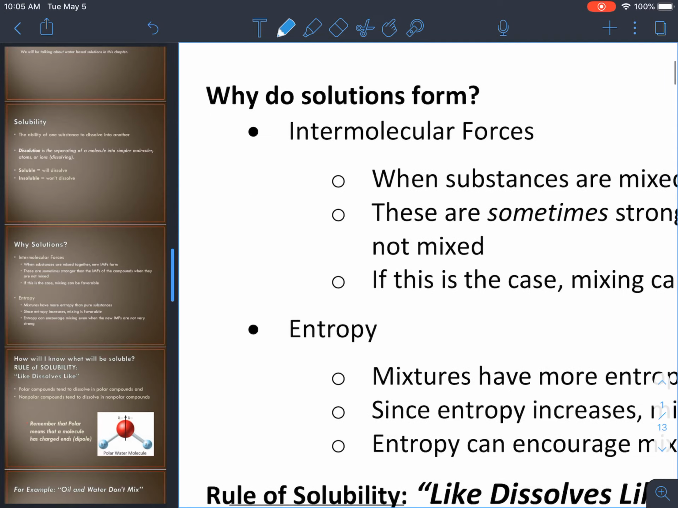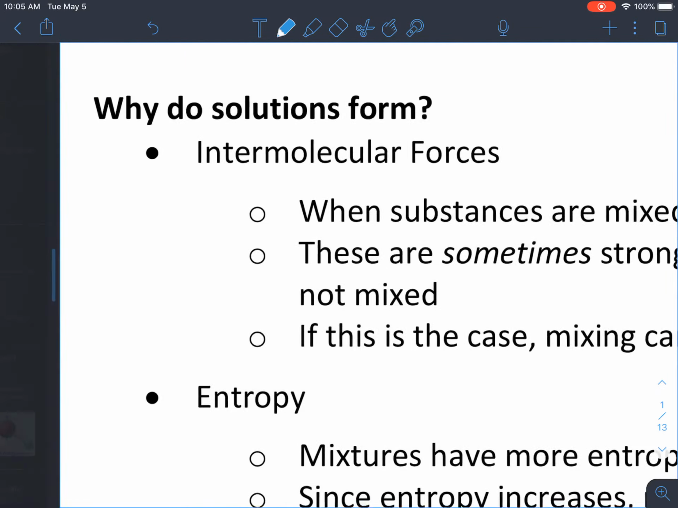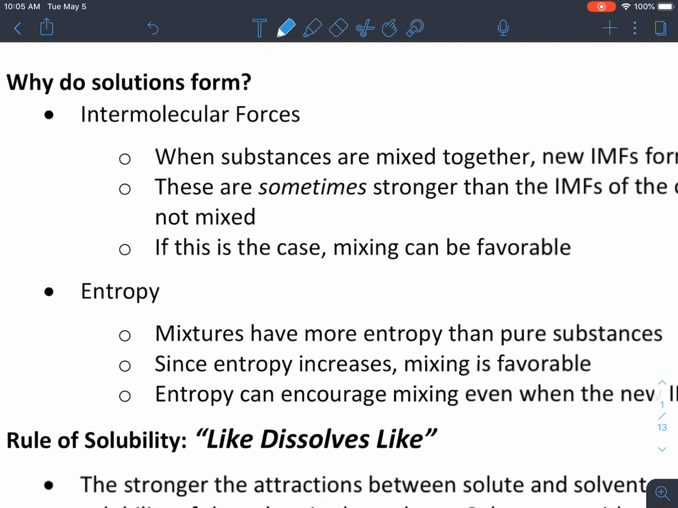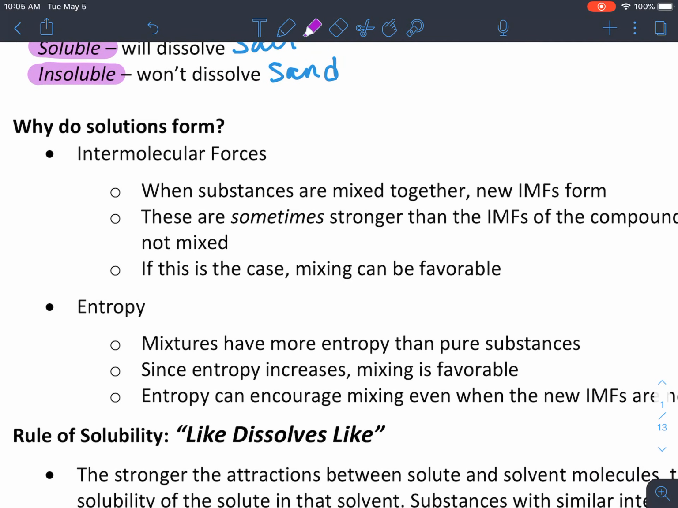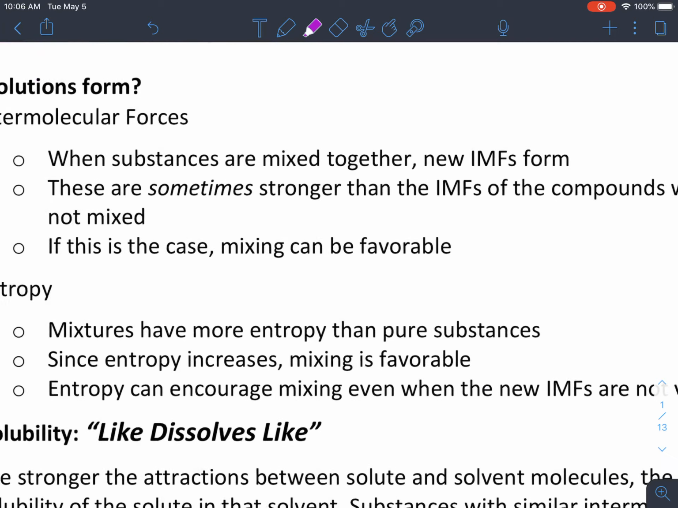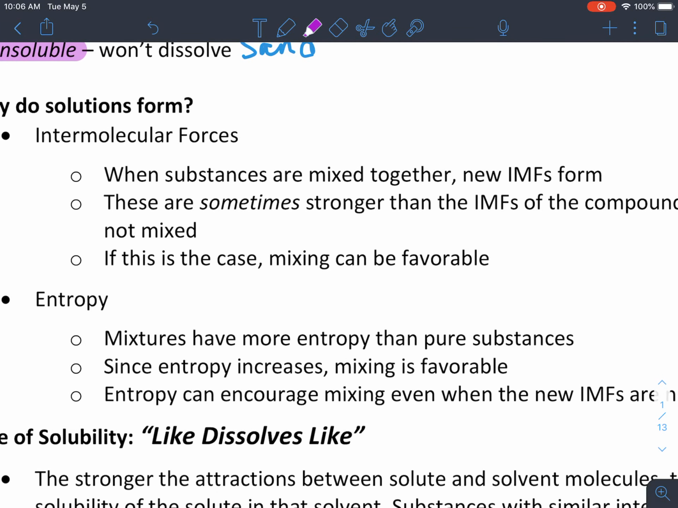All right, so next up, why do solutions even form in the first place? It has everything to do with their intermolecular forces, which is why we had to have the last unit before this one. We had to cover intermolecular forces and how matter interacts and attracts to one another in order to understand solutions. So it says here, well, first, it's because of their intermolecular forces.